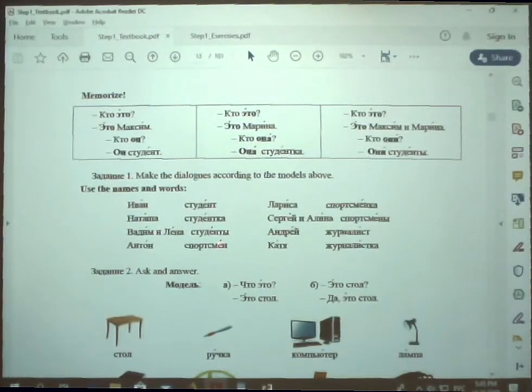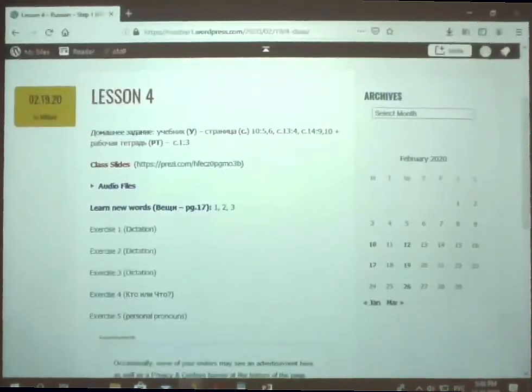First of all, let's read these words. Студент, студентка, студенты. Спортсмен, спортсменка, спортсмены. Журналист, журналистка. And also we have the names Иван, Наташа, Вадим и Лена, Антон, Лариса, Сергей и Алина, Андрей, Катя. And now please use the names, use the words, ask and answer in pairs, like here. Спасибо, очень хорошо.